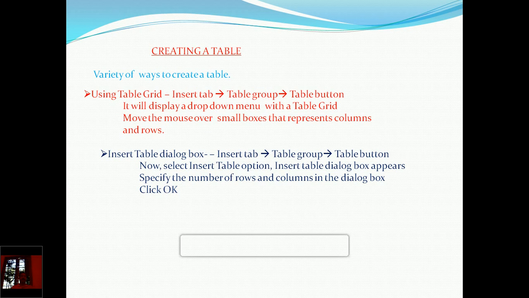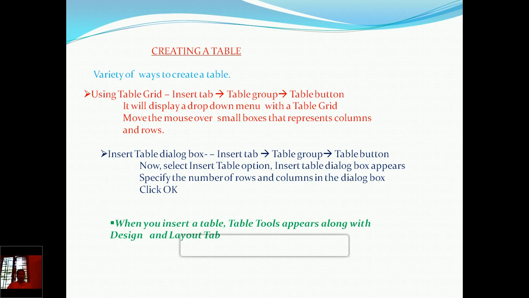In the Insert Table dialog box, we will specify the number of rows and columns: how many columns you need, how many rows are needed in your table. Then after specifying the number of rows and columns, you just click OK.